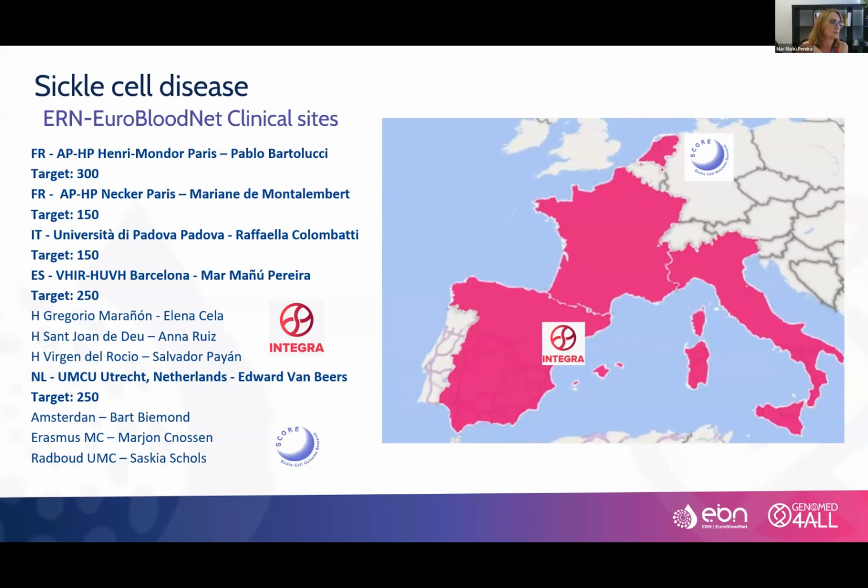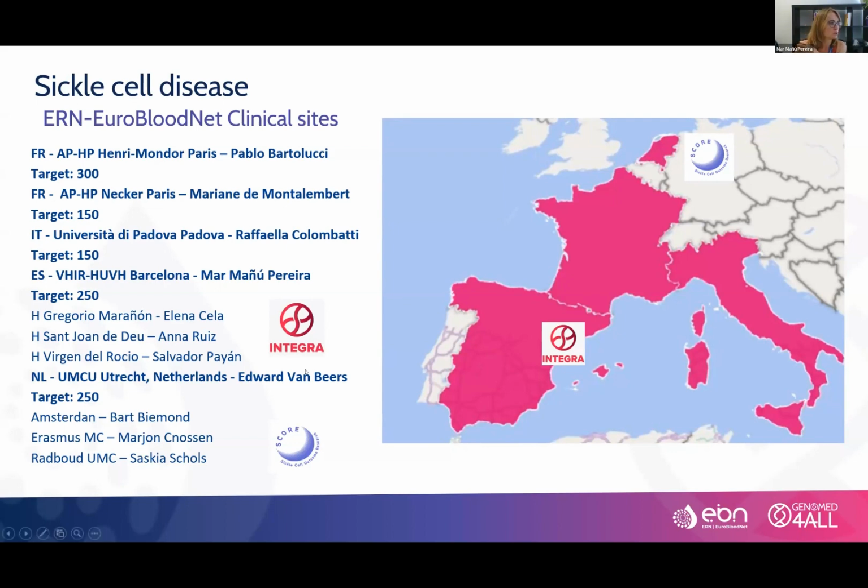So we have 2 centers in France with Pablo Bartolucci and Marianne Montalemberg. Then my colleague Rafaela Colombati is with me today for Italy, and I'm coordinating the effort in Spain, but we also have other centers participating from Spain with Elena Cela, Ana Ruiz, and Salvador Payan. And then we have in the Netherlands, Eduard van Beers, who is coordinating the effort from the Netherlands, also with a national network with Bart Villemont, Marion Nosen, and Saskia Skold.